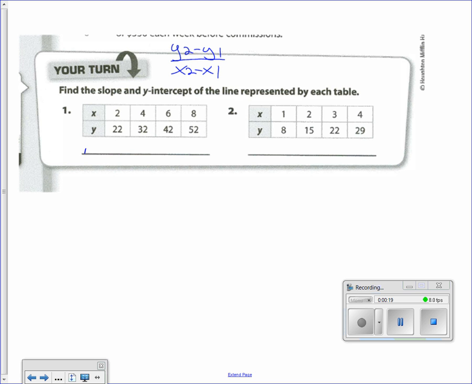So to find the slope m, we're going to say this is x1, x2, x3, x4, y1, y2, y3, y4, and so on. So I can use y2 here to put in my equation, 32 minus, and 22 is my y1. Then go to my x's, 4 minus 2. So that is 10 over 2, which equals 5. So my slope is 5. These are linear, so the slope is going to be the same.